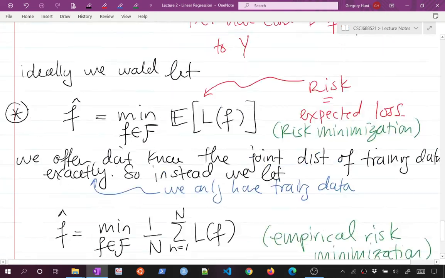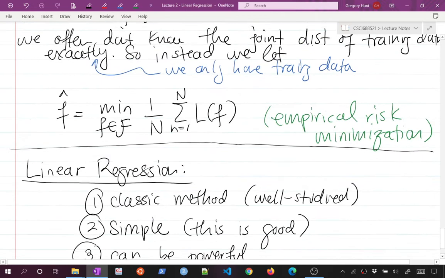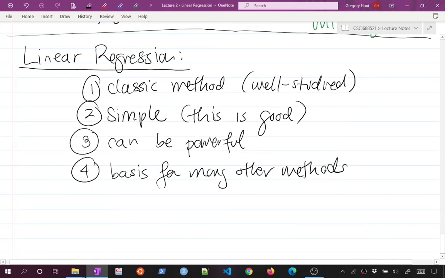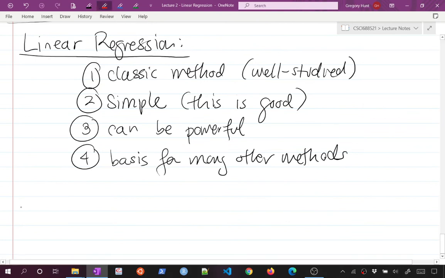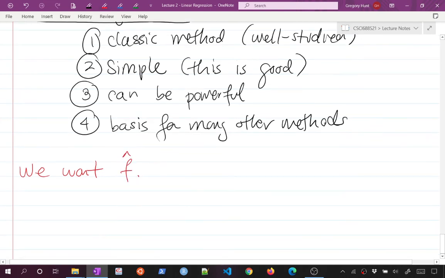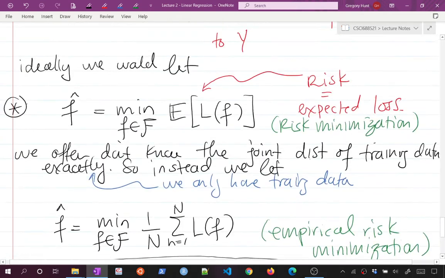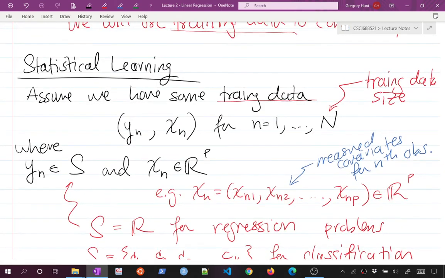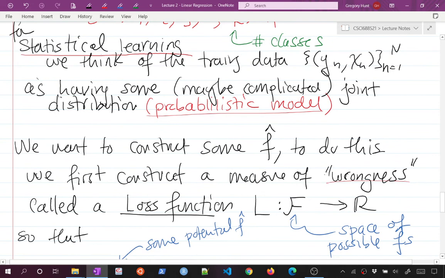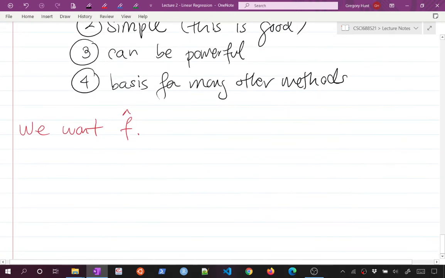So we talked about this whole framework for statistical learning, and linear regression is a regression technique. Again, the whole goal is that we want to learn f hat. In my statistical learning approach, we said that we assume we have some training data, x's in R^p, y's in this case in R, and that there's some underlying probabilistic model. And the model that regression is going to posit is the following.